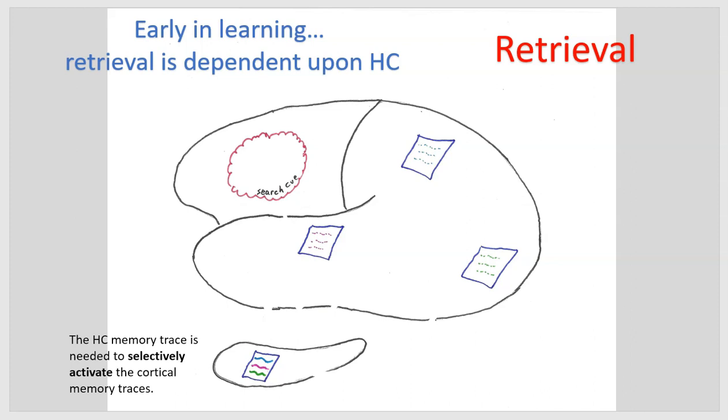Okay, in the next lesson, we'll take a look at what happens in the brain when we retrieve information.